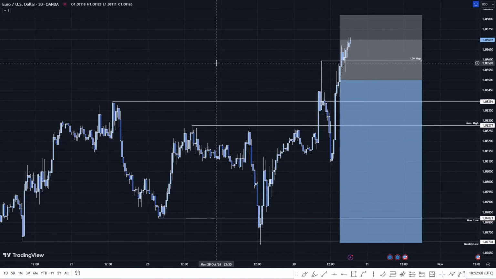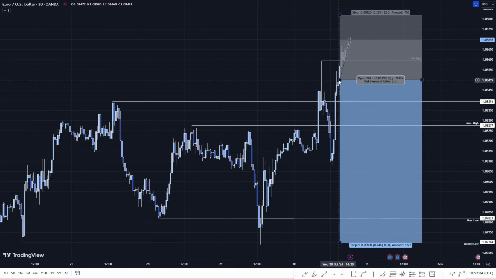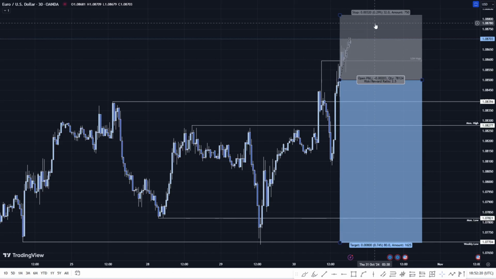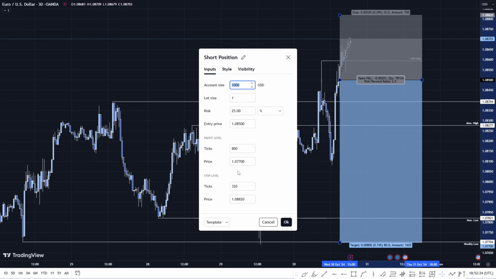Alright, hello. Euro dollar 30-minute. We have the sells that we took from this level here, 1.08500. We're currently in some drawdown, fairly minor, about 15 pips or so. But what I would like to do is update the position, tell you where I'm at, tell you how I'm looking to manage it. So first things first, I've increased my stop loss by 7 pips, 32 pips total, which makes the stop loss 1.08820 now.